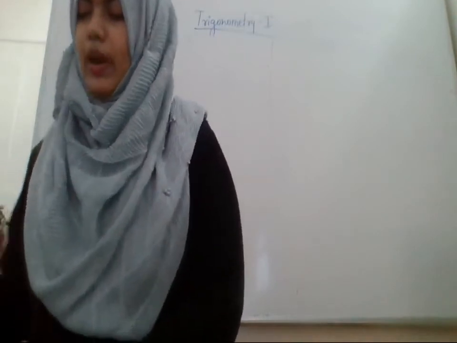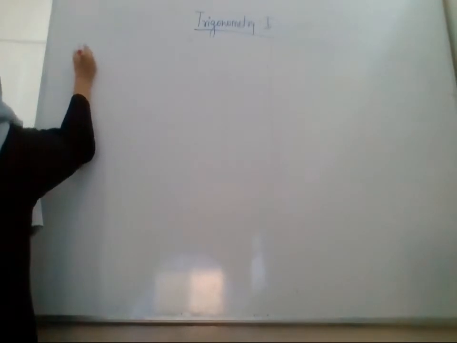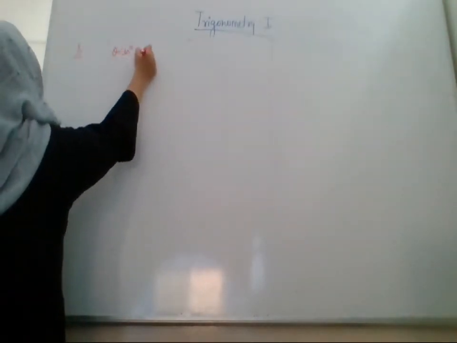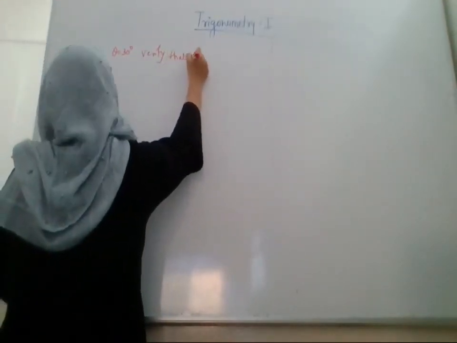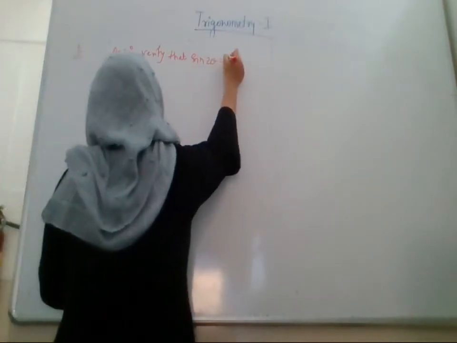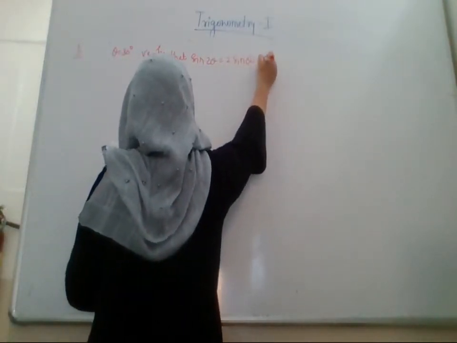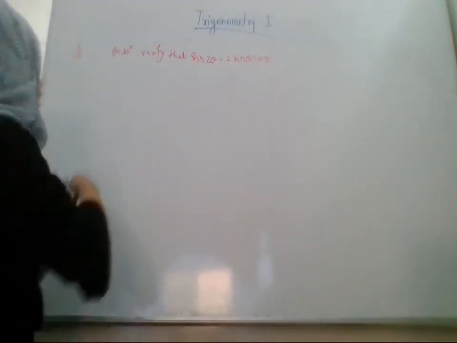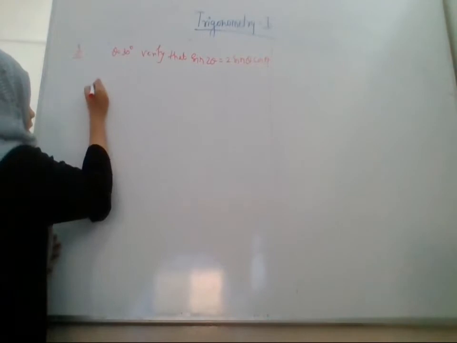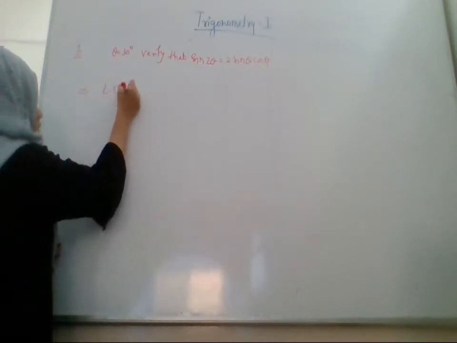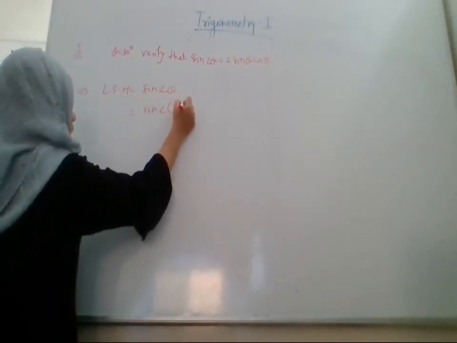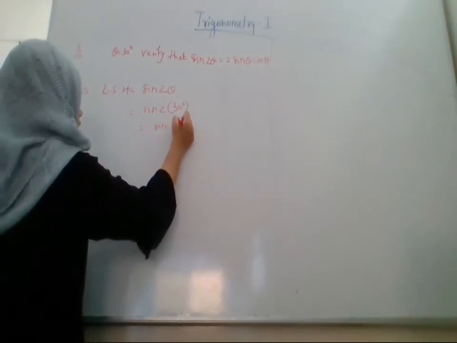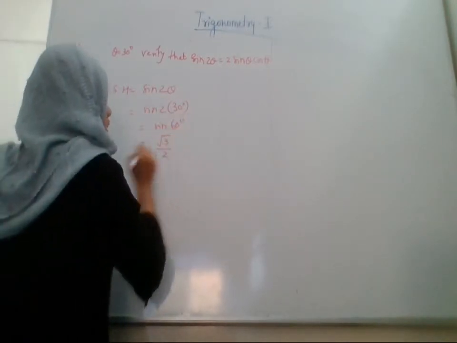On page number 20, solve problem number 1. For theta equal to 30 degree, verify that sine 2 theta is 2 sine theta cos theta. So for theta equal to 30 degree, we have to verify this. Solution: LHS is sine 2 theta, which is sine 2 times 30 degree, which is equal to sine 60 degree. We know that the value of sine 60 is root 3 upon 2.